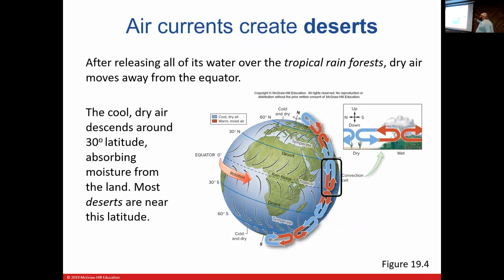And that's what can also form things like deserts. Because after releasing all this water over tropical rainforests, all that dry air is going to move further away from the equator. And that's where you get things like the Sahara, the Gobi Desert, the Sonoran and the Chihuahuan deserts, all that kind of fun stuff. Although keep in mind too that some of the more local land features also play a large role in this as well.